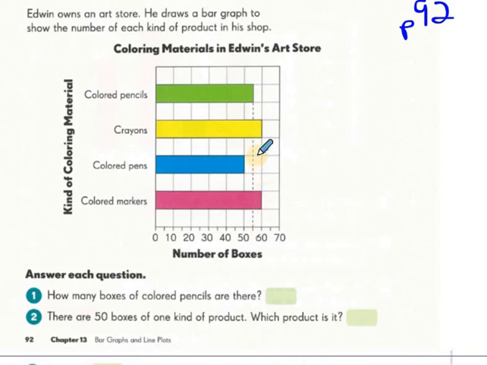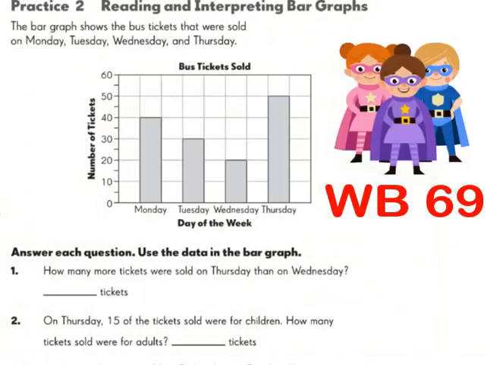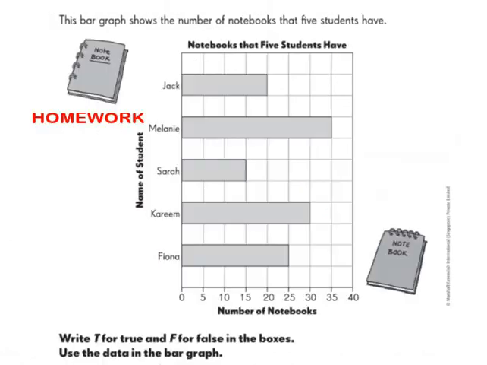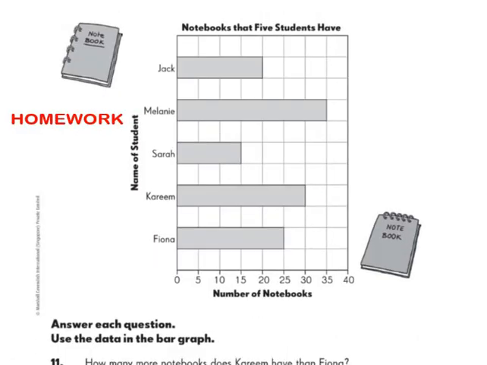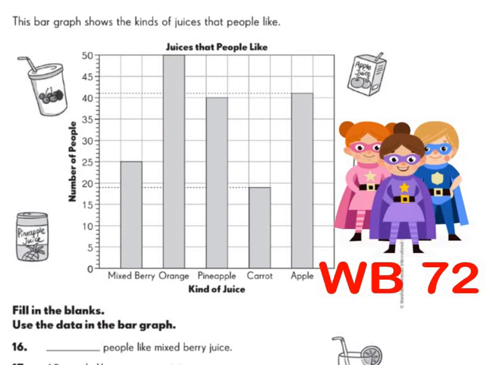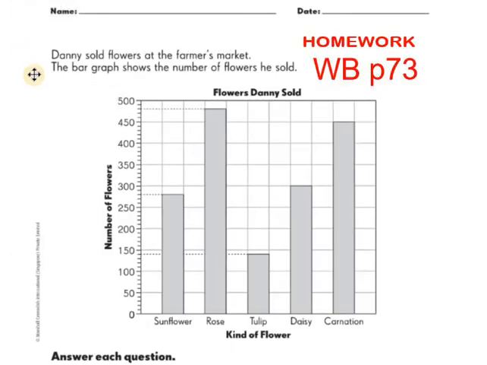Okay. I only have a few seconds left, so I'm going to go ahead and jump ahead to the homework. So the practice pages are here, workbook page 69, and going on to page 72. And then the homework, so here is your homework. This is what you're going to turn in on Jupyter. The homework is workbook page 73.